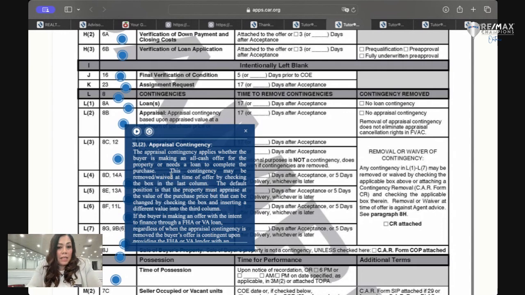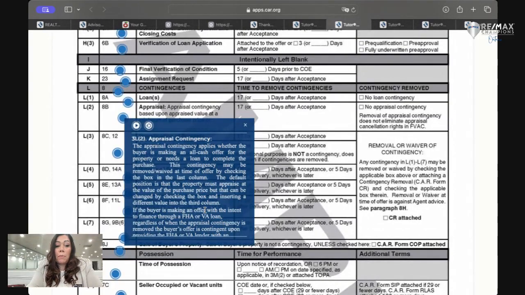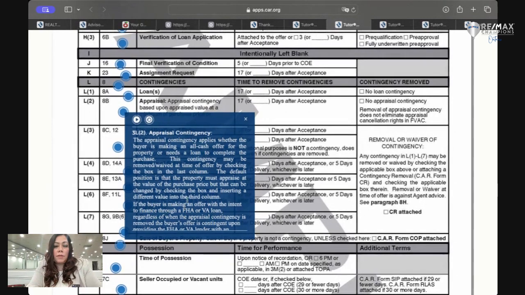And same thing, this contingency can be removed or waived by simply checking the box in the last column. The default position is that the property must appraise at the value of the purchase price, but that can be changed by checking the box and inserting a different value into the third column. Okay, so if the buyer is making an offer with the intent to finance through FHA or VA, regardless of when the appraisal contingency is removed, the buyer's offer is contingent upon them providing the FHA or VA lender with the proof of what the value is.